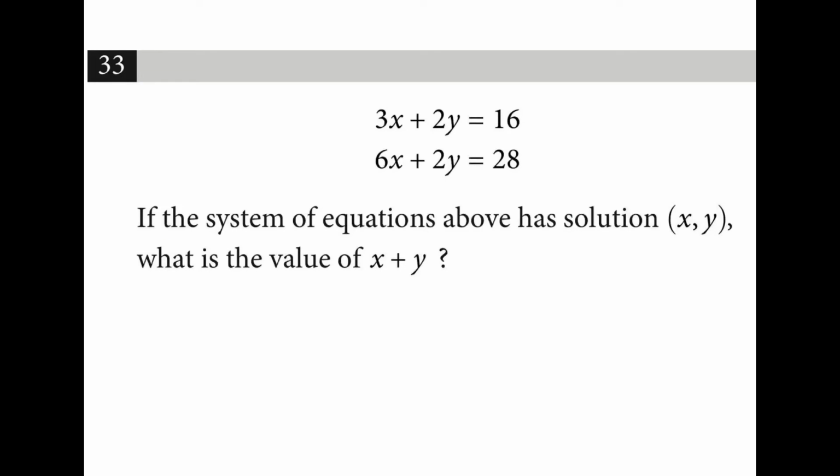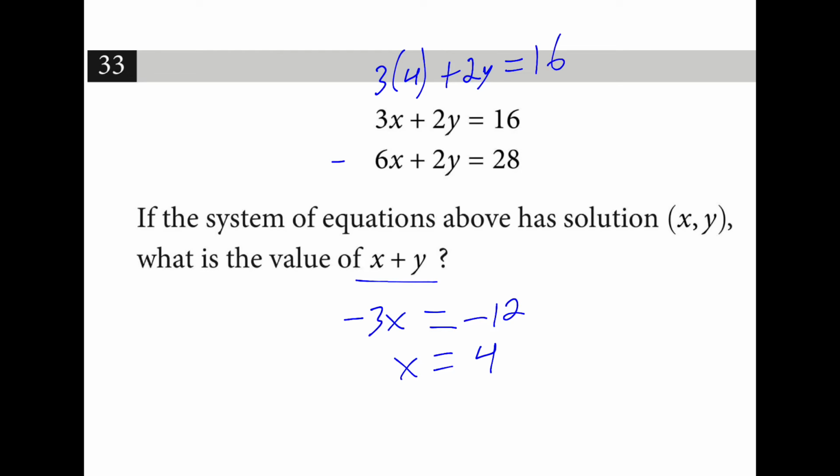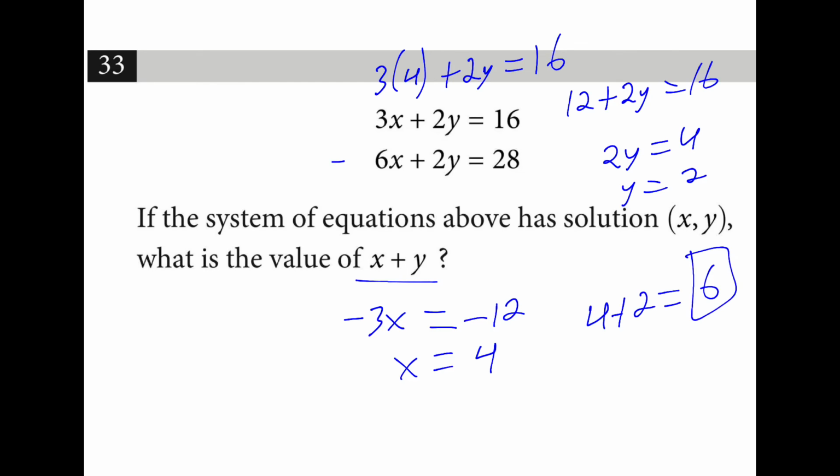If the system of equations above has solution (x, y), what is the value of x plus y? If I subtract all three straight down, this gives me negative 3x, the y's cancel out, and on the right I have negative 12. So x is equal to a positive 4 once I divide both sides by negative 3. If I plug that into, let's say, this top equation, this gives me that 12 plus 2y is equal to 16, or 2y is equal to 4, or y is equal to 2. So 4 plus 2 gives me my answer, 6.